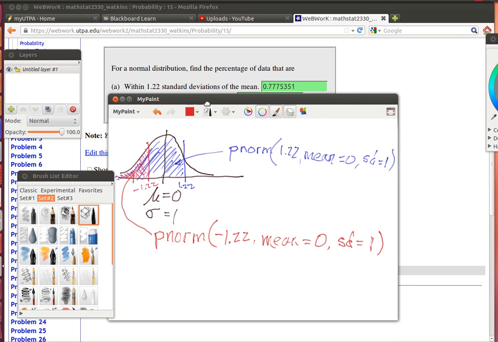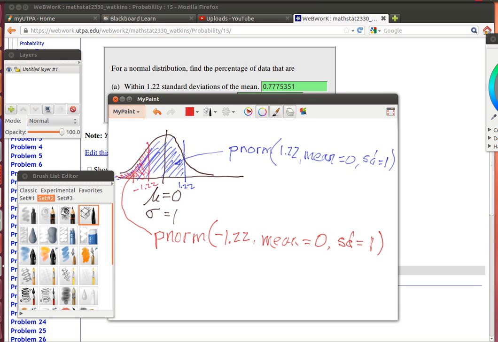This first question says, suppose that we've got a normal distribution and we want to be within 1.22 standard deviations of the mean. That means we want to be 1.22 standard deviations above the mean and minus 1.22 standard deviations below the mean. So what we're going to do here is standardize the normal distribution, have a mean of 0 and a standard deviation of 1, so that this x-axis is just measuring the number of standard deviations we are away from the mean.